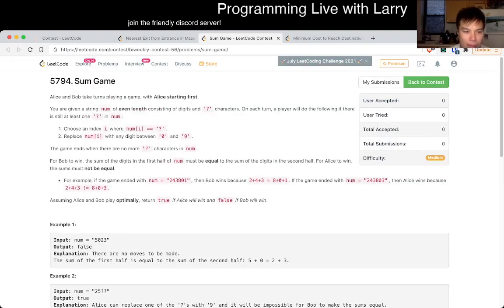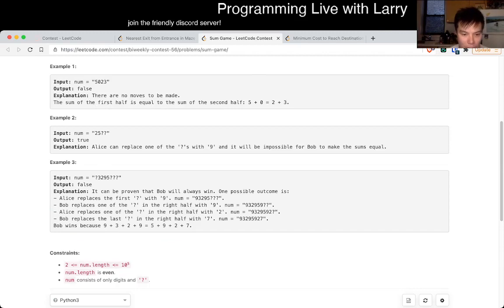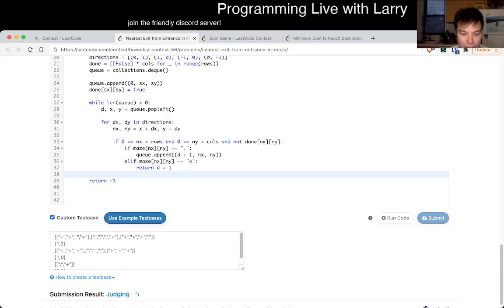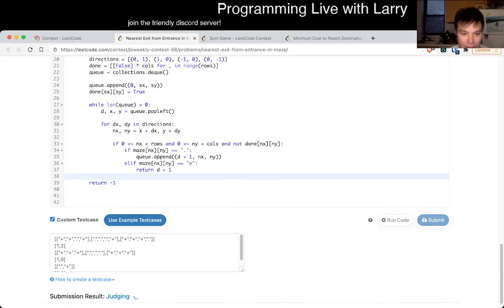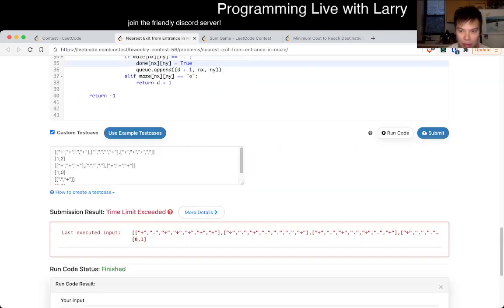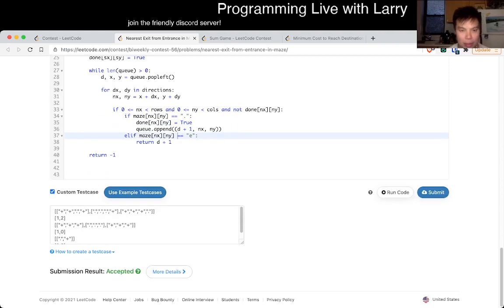Okay, so Bob is trying to get them to be equal, and Alice is trying to get them not to be equal. That's really weird. Okay, it's judging. Oh man, yeah, well, okay, fine. Silly mistakes again. I knew that one, but oh man, wow.